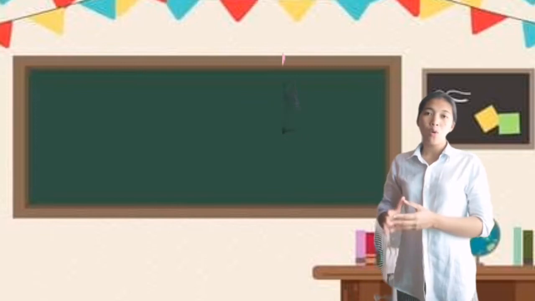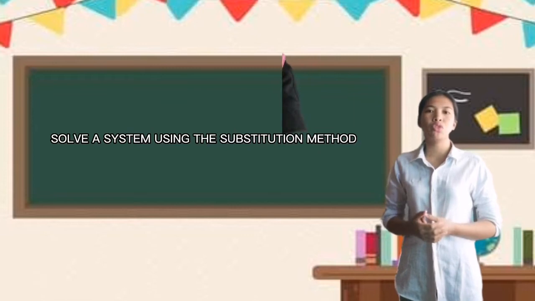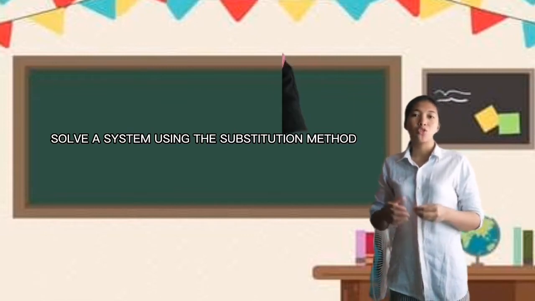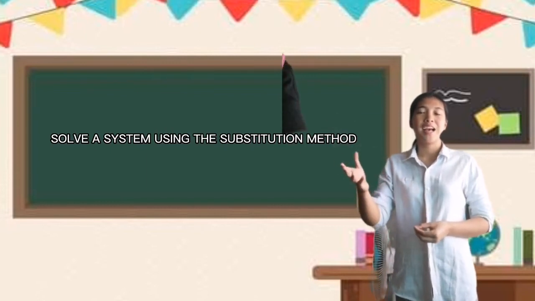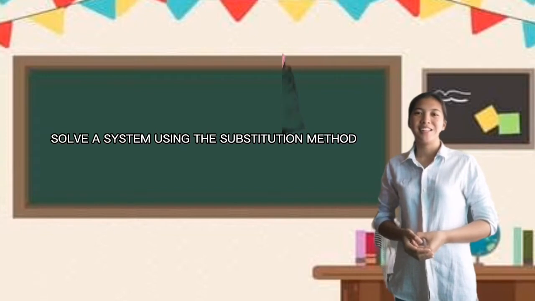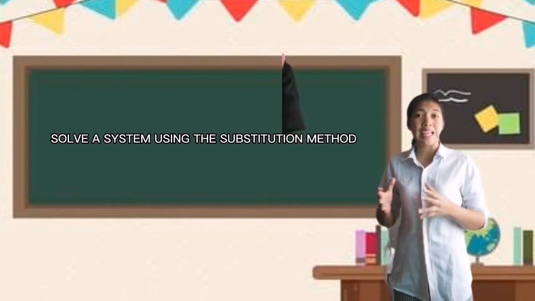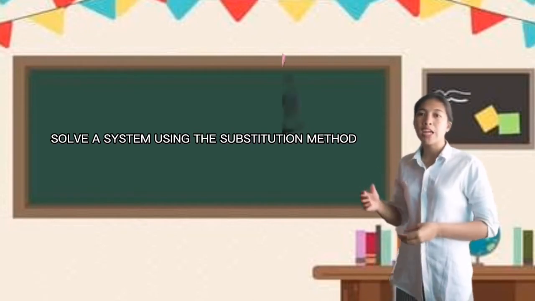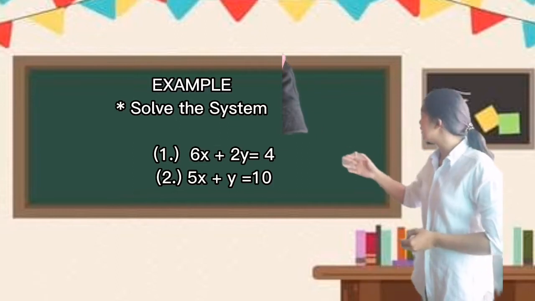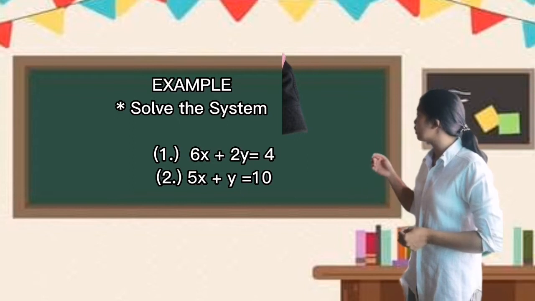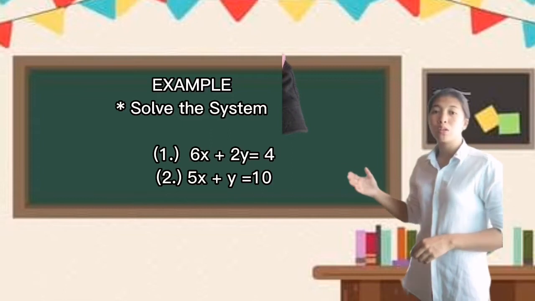So, now, let's move to another topic. Solve a system using the substitution method. So, what is substitution? Okay. Colleen. Okay, very good. Thank you. So, substitution is to put in the place of another. We have here an example for substitution. So, the first equation is 6x plus 2y is equal to 4. And the second equation is 5x plus y is equal to 10.